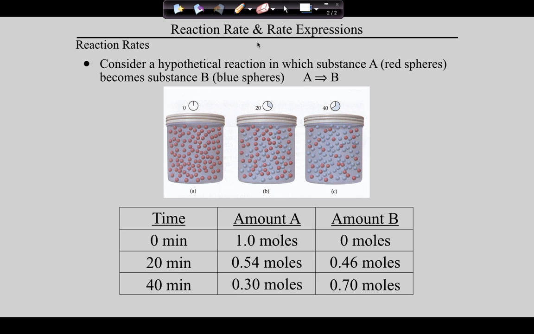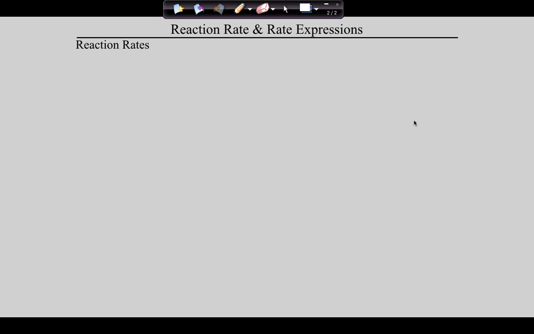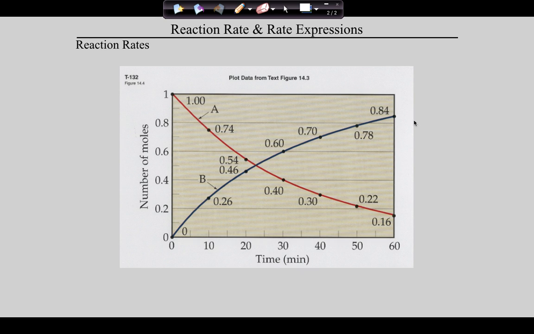So guys, excuse me. Are you sold on the data? Okay, then let me show this to you graphically. Notice we've got a red line and notice we've got a blue line. And notice, guys, the x-axis is time. Notice the y-axis is numbers of moles.